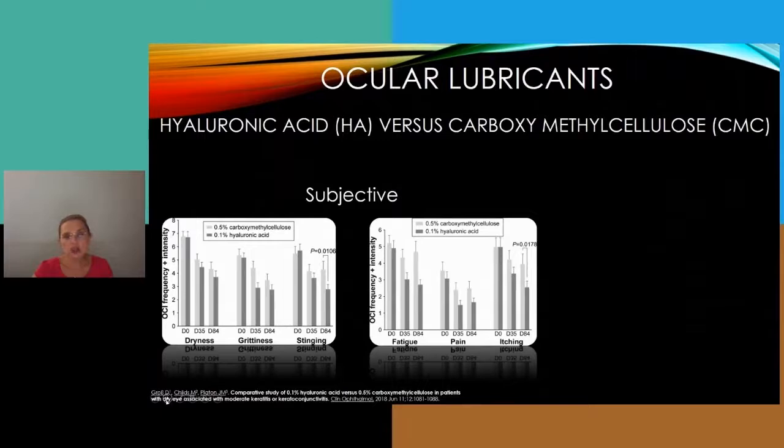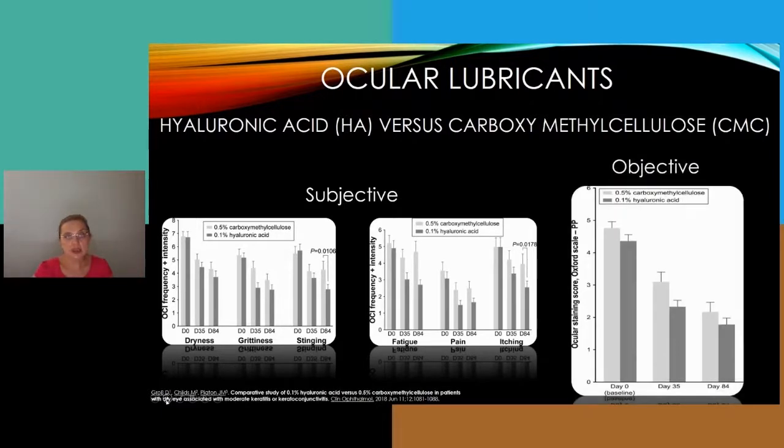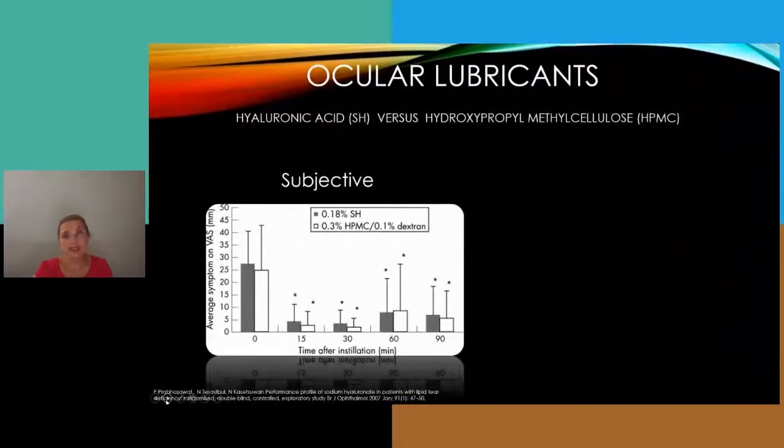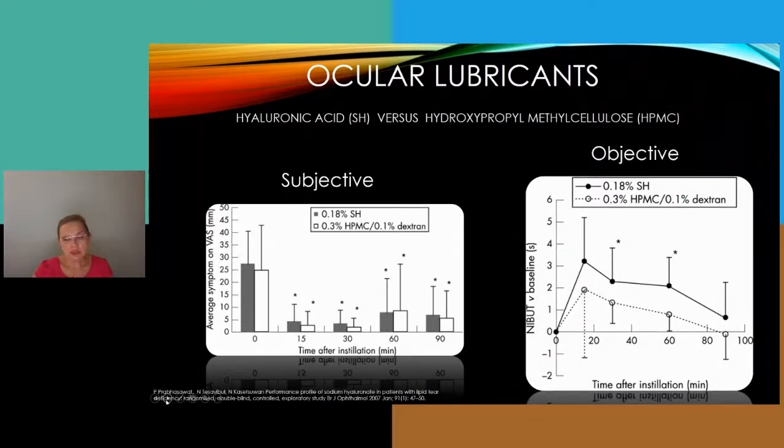So the first thing is ocular lubricants. I would like to point out that not every lubricant is good for our patients with aniridia. Hyaluronic acid is subjectively and objectively proven to have a better effect on the ocular surface, both versus carboxymethylcellulose and versus HPMC. So in my opinion, when we prescribe artificial tears for patients with aniridia, we definitely should rely on hyaluronic acid.